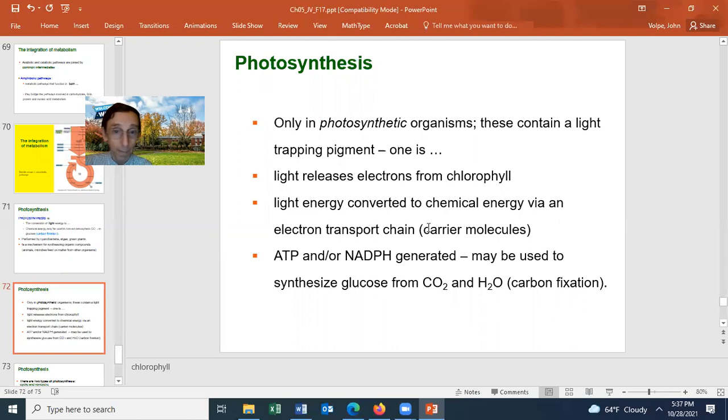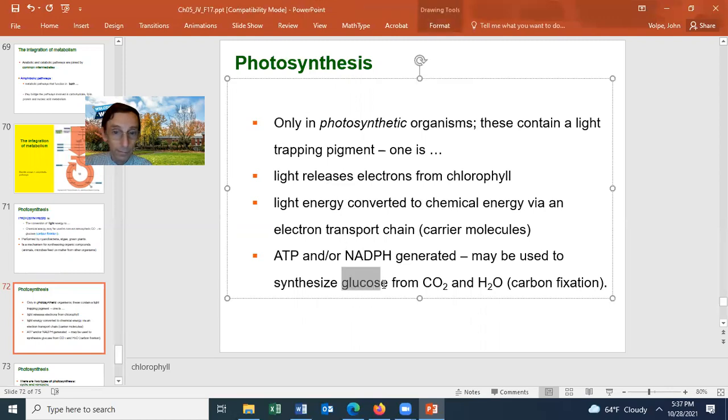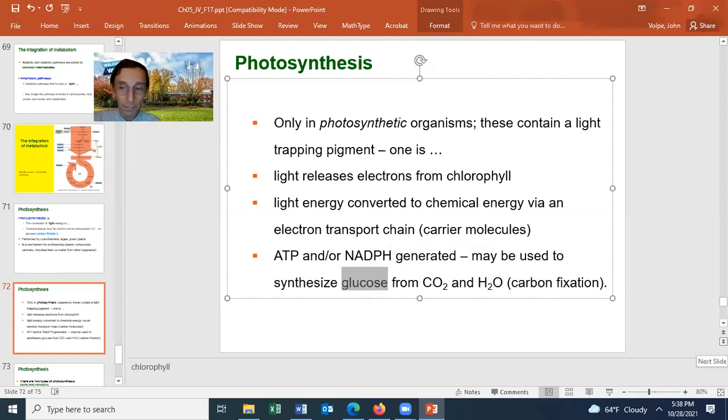Usually the light energy is converted directly into ATP and NADPH, but the ATP and the NADPH may be used by the photosynthetic organism to synthesize glucose. And you synthesize glucose from CO2 and water in the presence of light, and the ATP and the NADPH are used in making the glucose. Any question about any of that?